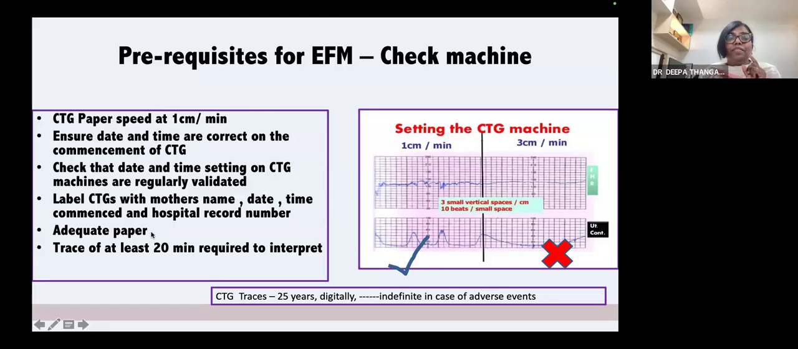Then, adequate paper. The paper will give you the clue. When the paper is getting over, you will see there is a red color. There is only another 3 minutes or 4 minutes or 10 minutes of paper available. That gives us a clue that there is not adequate paper. So when you need a 20-minute trace, you have to change the paper.